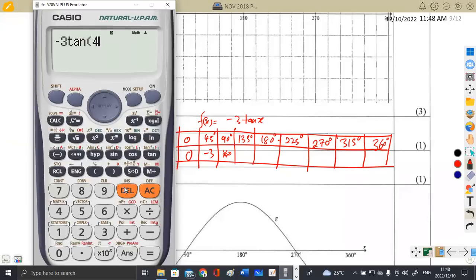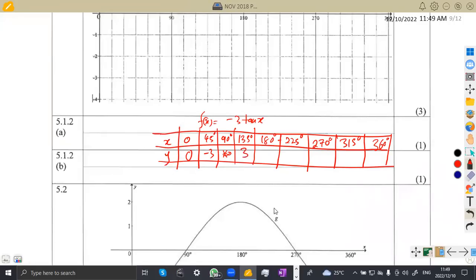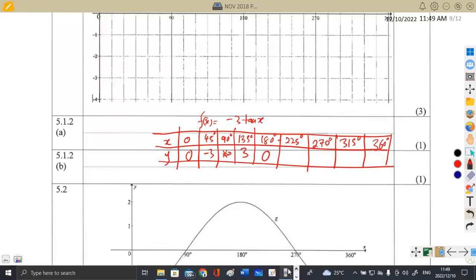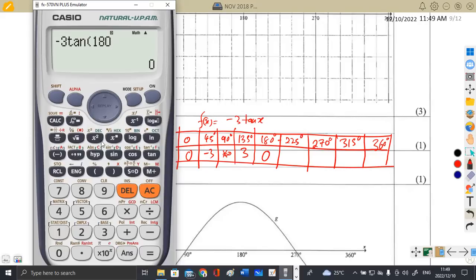So you're going to move on to 135, which is a 3. Then we move on to 180. That's tan 180 here. Okay, that's 180 degrees, which is a 0 here. We move on to 225. That's tan 225.